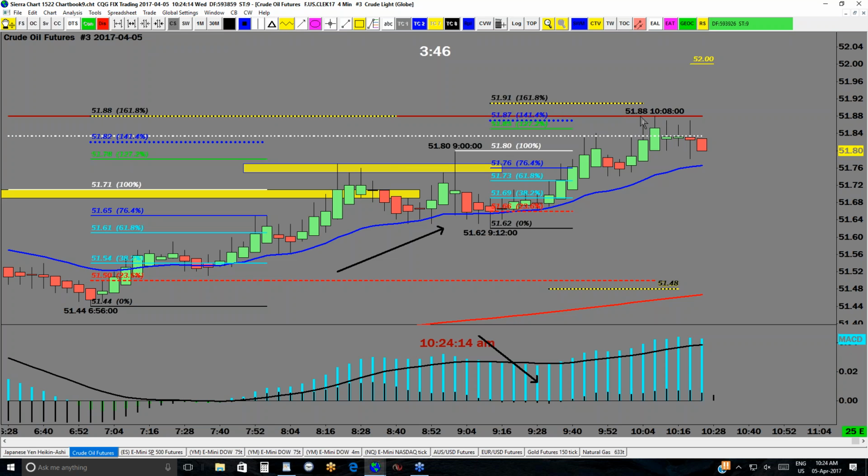Six minutes to go. We'll probably get this pullback. Doesn't mean it'll stop there. But a lot of people this morning are aiming all for 52 even before they see a pullback. So they want to get to that nice round number.